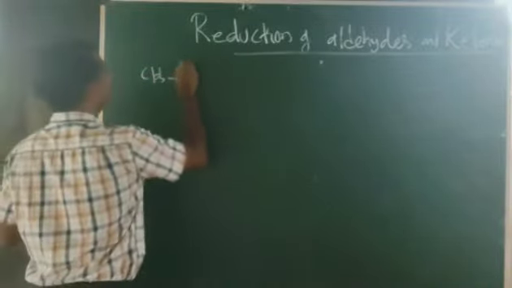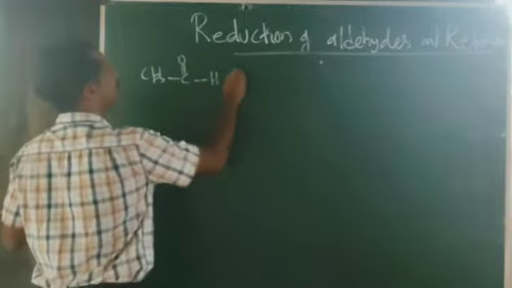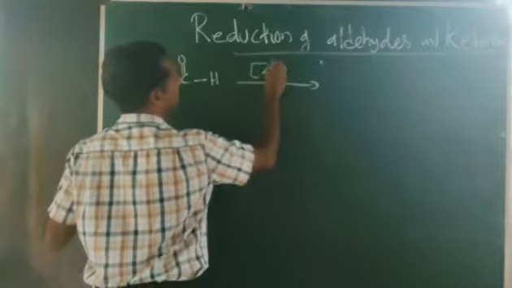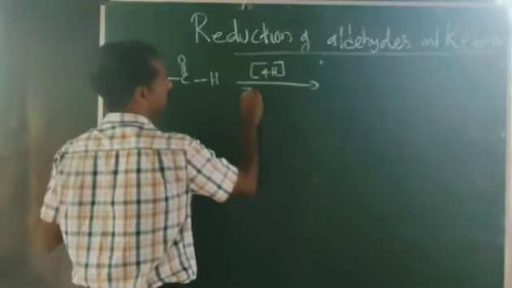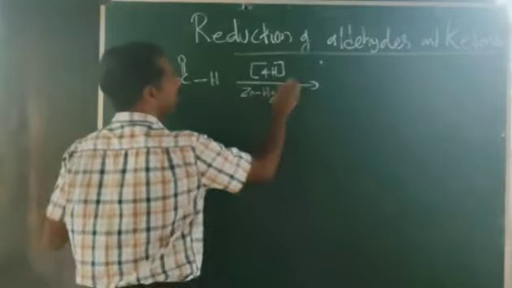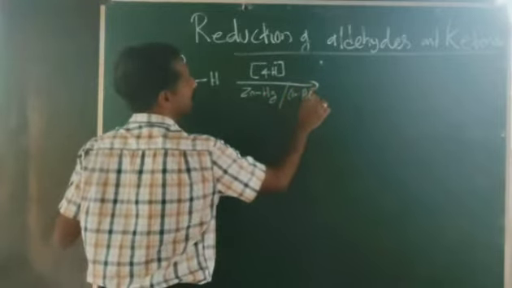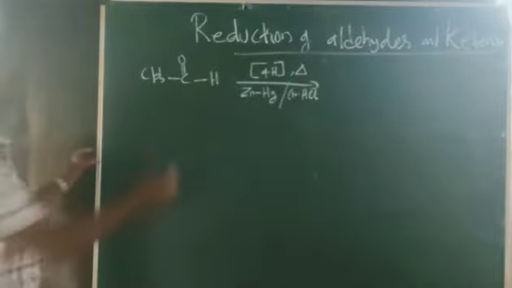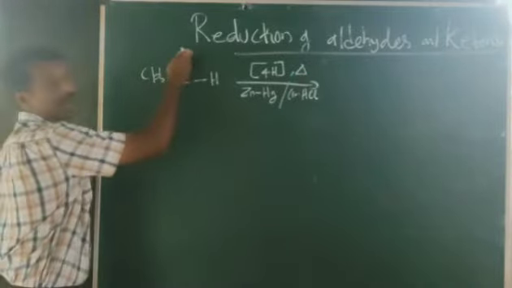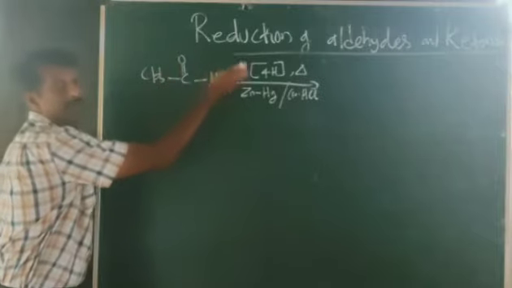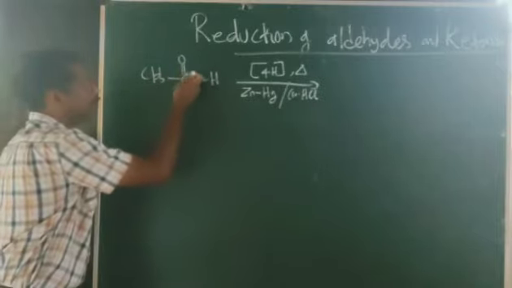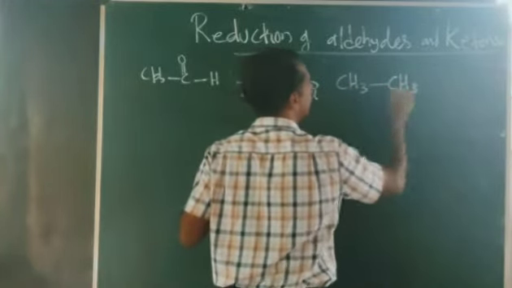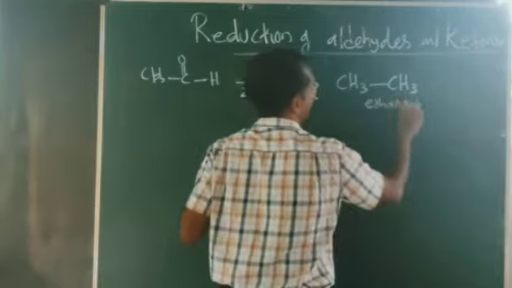Acetaldehyde, CH3 C double bond O H, is reduced with 4H, reduced with zinc amalgam, ZnHg, and concentrated HCl. And of course we are heating. What will we get? The CO group is reduced to CH2. So what will we get? CH3 CH3. That means we get ethane.